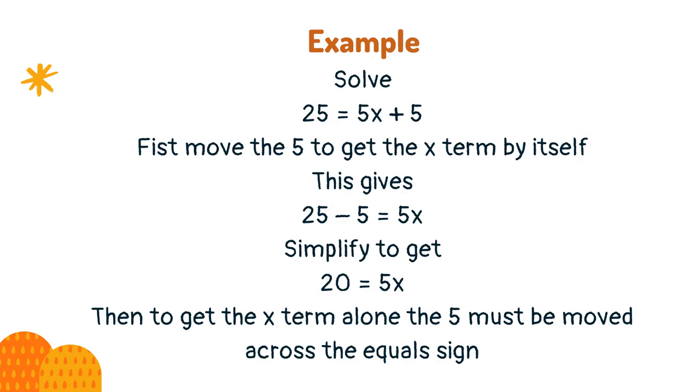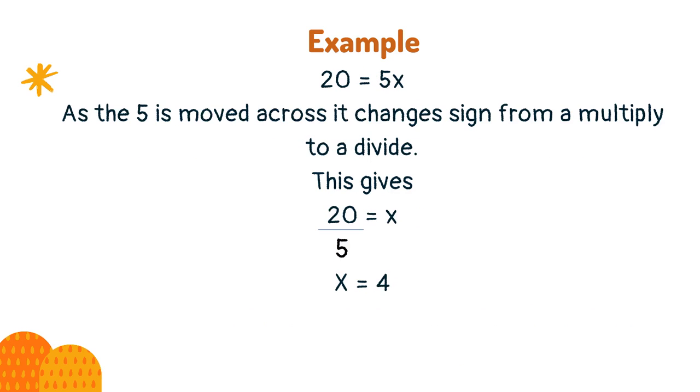First move the 5 to get the x term by itself. This gives 25 minus 5 equals 5x. Simplify to get 20 equals 5x. Then to get the x term alone, the 5 must be moved across the equals sign. 20 equals 5x. As the 5 is moved across, it changes sign from a multiply to a divide. This gives 20 divided by 5 equals x, therefore x equals 4.